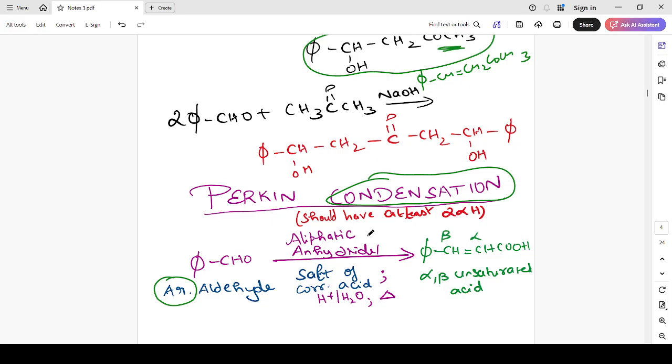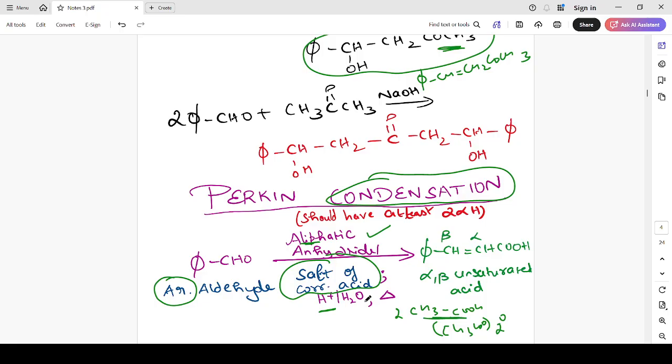To this, I'm using aliphatic anhydride. We know what is an anhydride, isn't it? For example, I'm having CH3COOH, 2 moles of it. So I'll be forming this compound, isn't it? Ethanoic anhydride, acetic anhydride. So we are taking aliphatic anhydride here and the salt of its corresponding acid itself. That means its salt will be sodium acetate. In the presence of an acid, I heat it up.